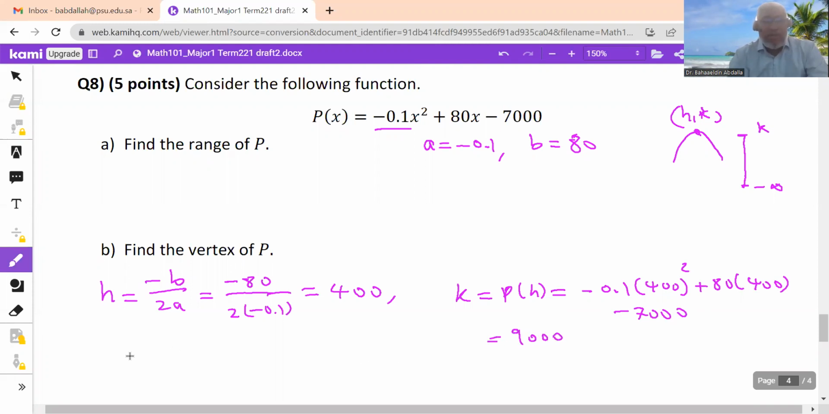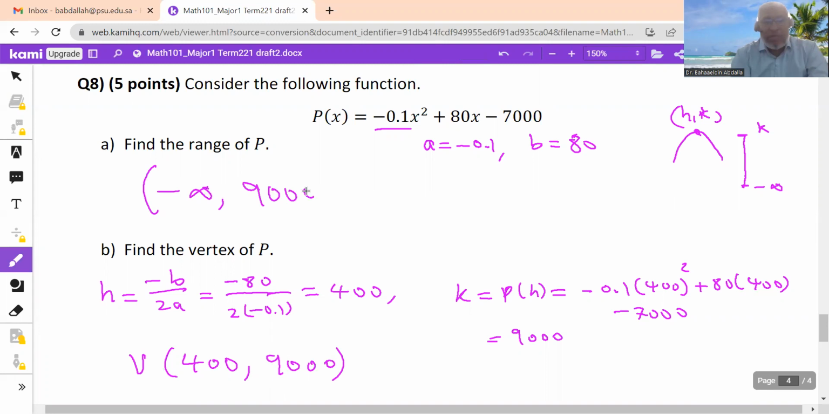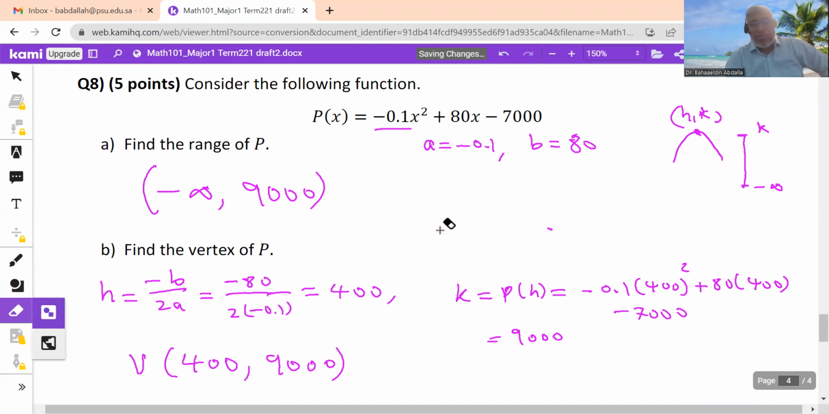So the answer of part B, the vertex (h, k), is (400, 9,000). And once I have k, I can find the range. The range would be from negative infinity to k, which is 9,000. If the coefficient of x squared is positive, you do the same, but the parabola will open upward, and then the range would be from k to infinity. Okay, from k to infinity.